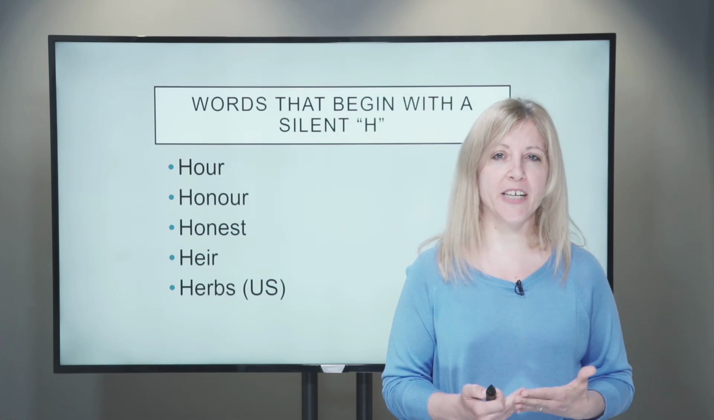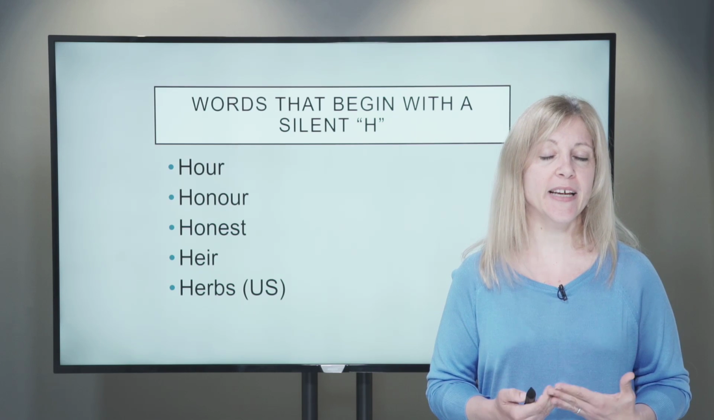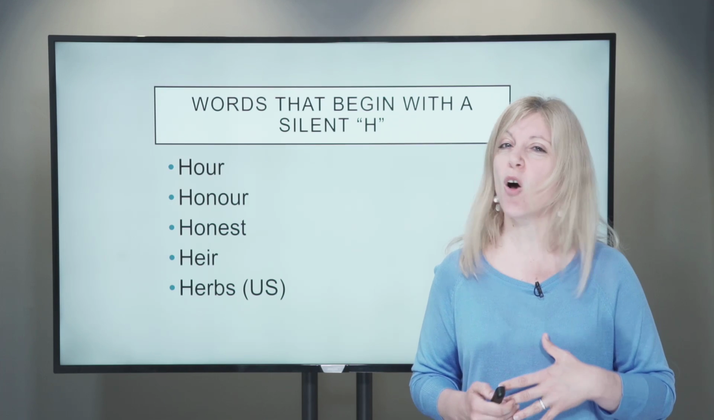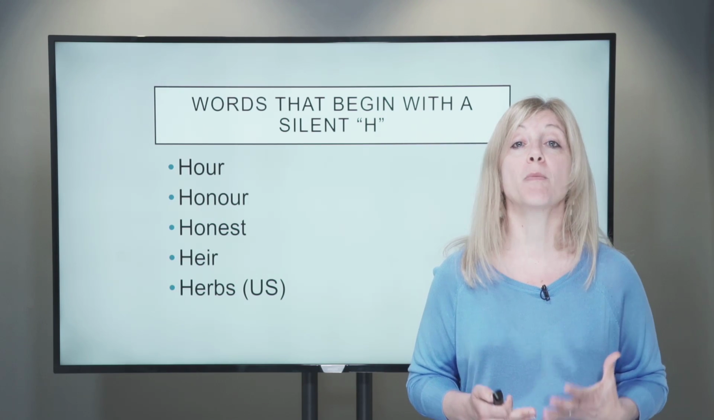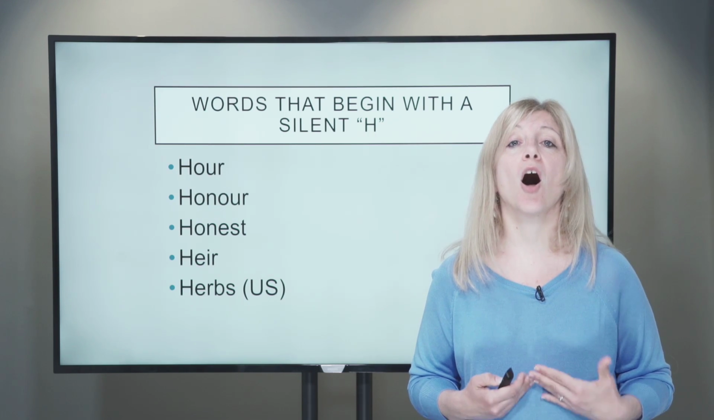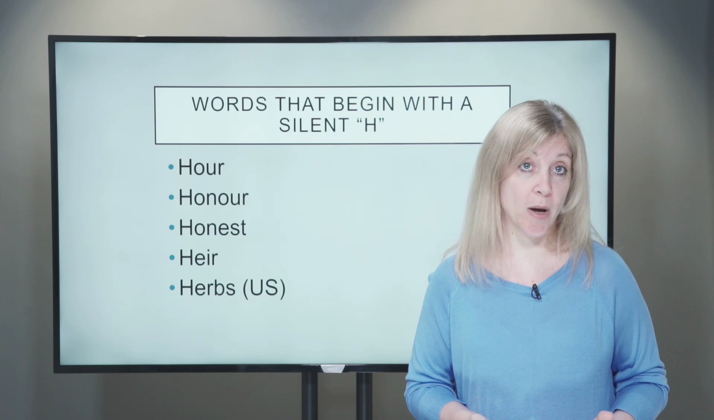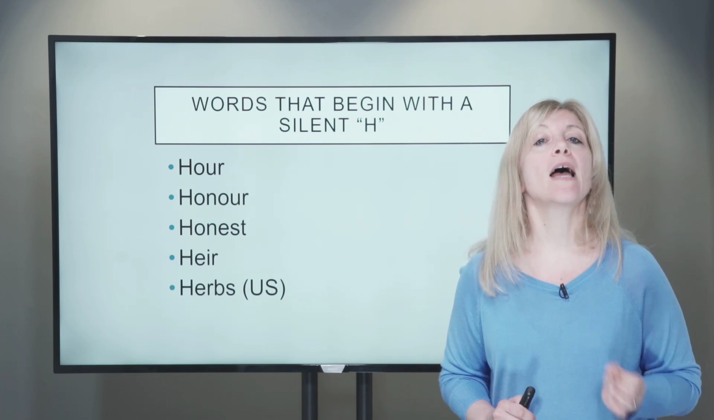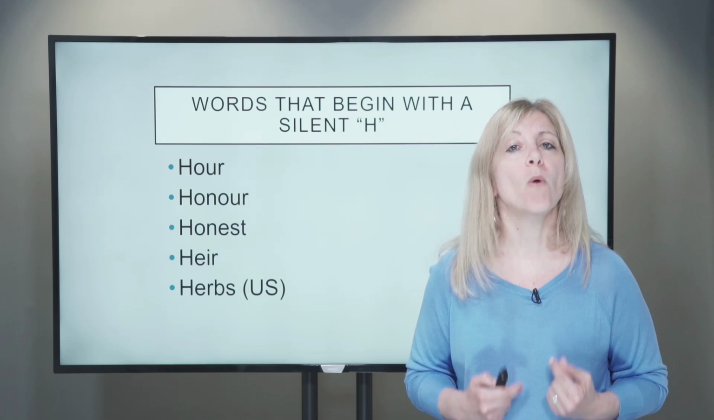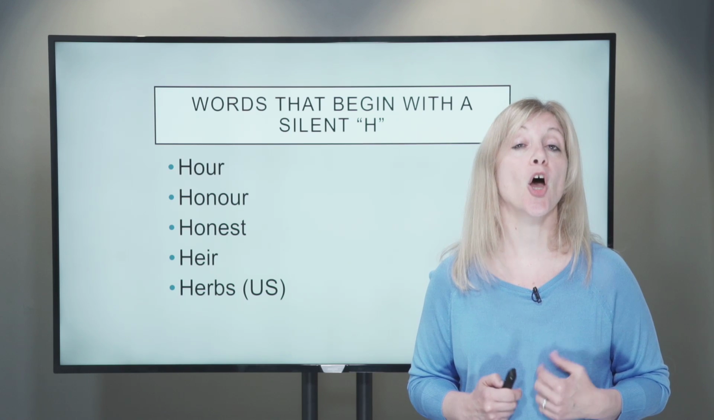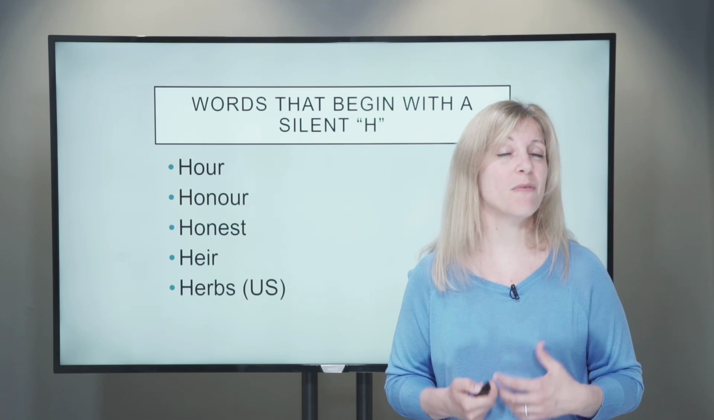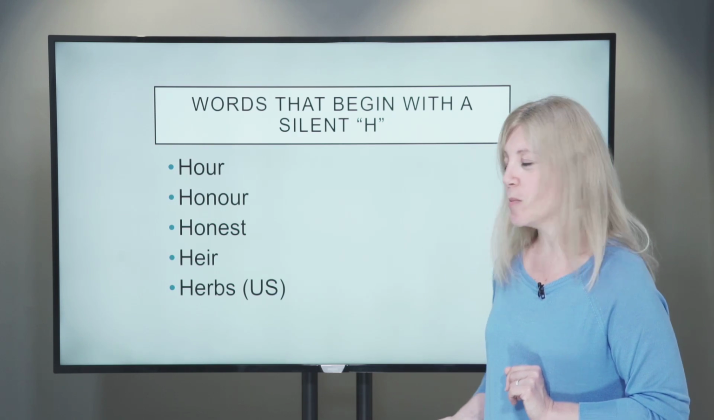Silent letters. First of all, the H. You know that in English we pronounce the H when it's at the beginning of a word, but there are some exceptions, just a few. For example, the first one is hour. We don't pronounce the H. Honor, honest, and heir as well. The other one I've put US because in American English they don't pronounce the H, they say herbs, but in British English we will pronounce the H like herbs. But the ones to remember are hour, honor, honest, very important. So try not to make the mistake.